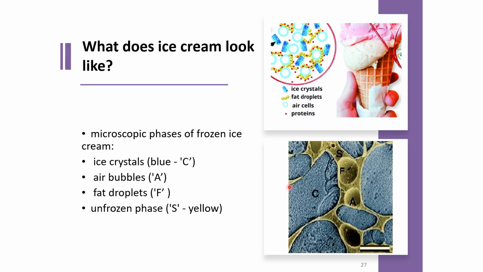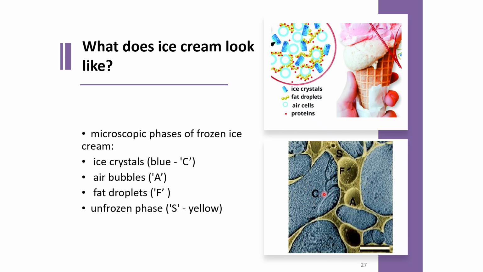What does the ice cream look like? If we take some sample of the ice cream and view it under the cryo scanning electron microscope, this is the micrograph that shows the cross section of the frozen ice cream. So it will consist of 4 phases. And these 4 microscopic phases include the frozen ice, which is the ice crystal labeled as C here.